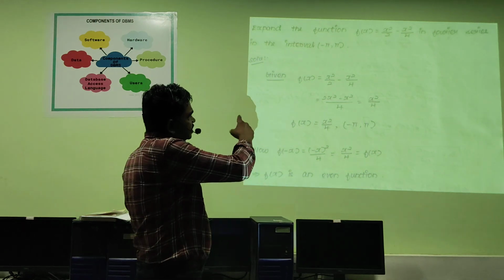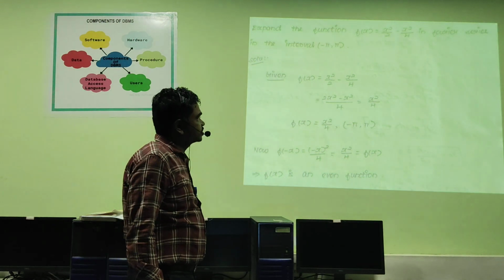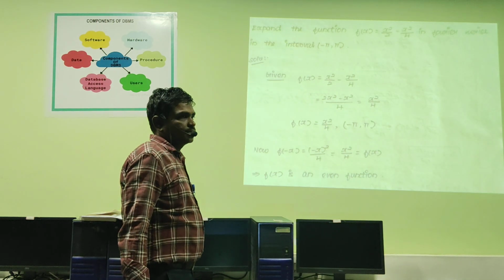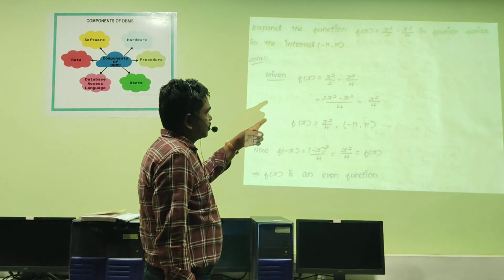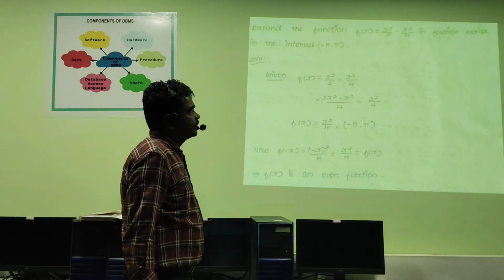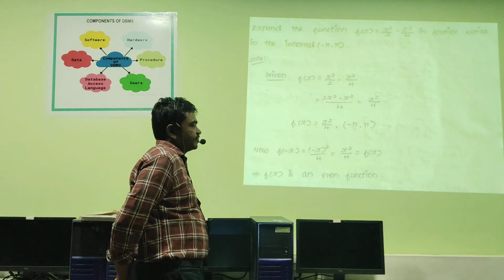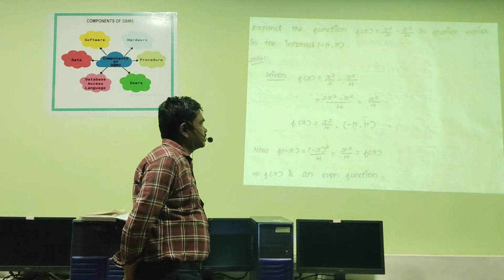So after simplification, given f of x equal to x square by 2 minus x square by 4, taking an LCM, multiplication: 2x square minus x square by 4 equal to x square by 4. Therefore f of x equal to x square by 4 in the interval minus pi comma pi.